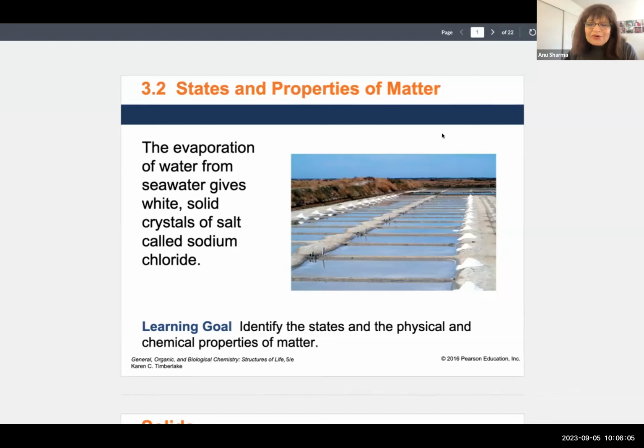Thank you. Okay, now let's look at the states and properties of matter. Now here you see, it's a very interesting photograph. What is this here? What is it there in the picture?